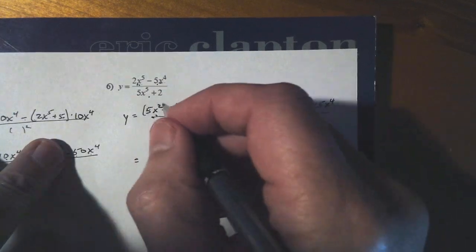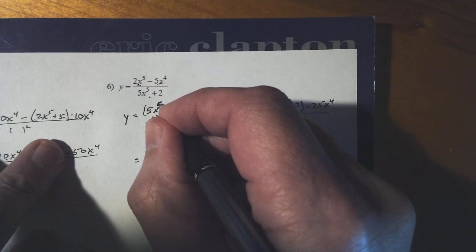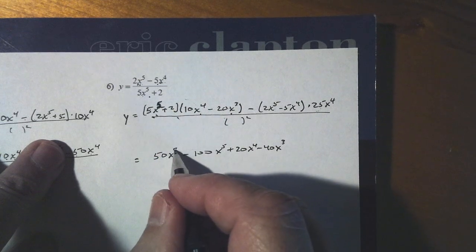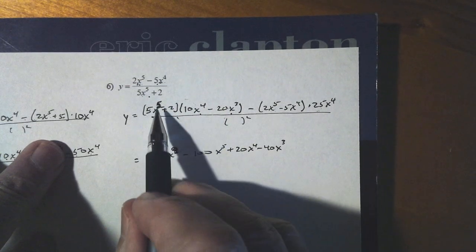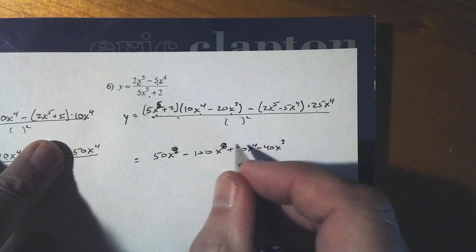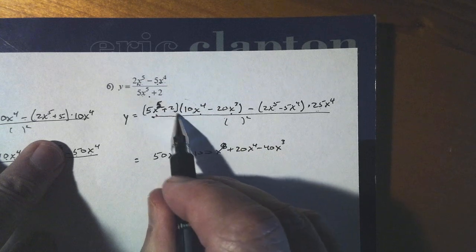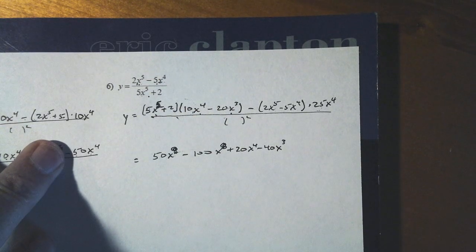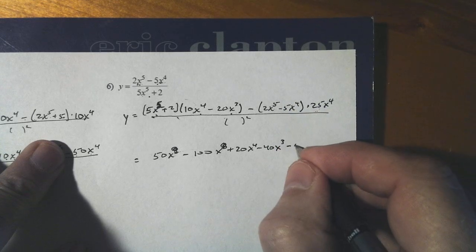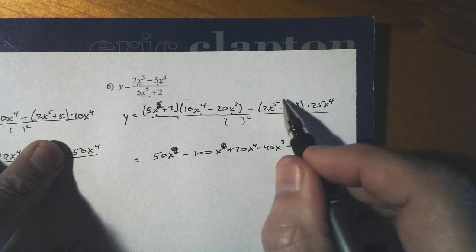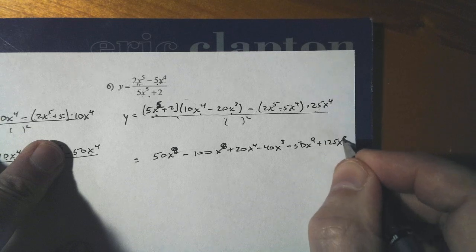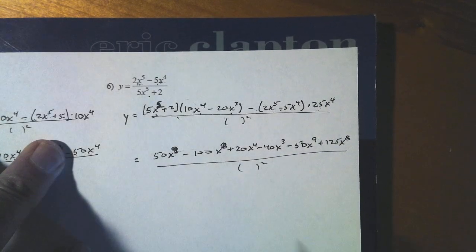Ooh, there it is. Another mistake: 5x to the fifth plus 2, low. That makes this 50x to the ninth. That makes this minus 100x to the eighth. Doesn't change this, doesn't change that. Whew. All right, minus 50x to the ninth, minus a minus plus 125x to the eighth, all on the square of the thing below.